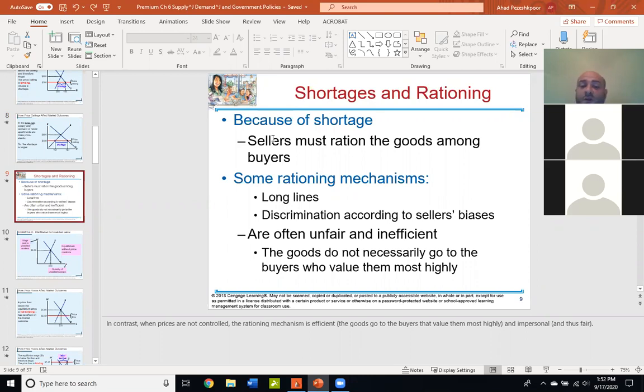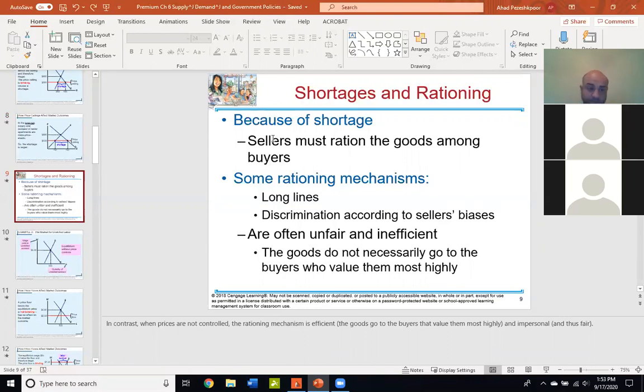Most famous, long lines. A famous aspect of life in the Soviet Union was waiting in long lines. Because prices were fixed by the government, they had a communist style of government. Prices couldn't be decided in the market by supply and demand. Therefore, there was always a shortage. People had to stand in line for everything.